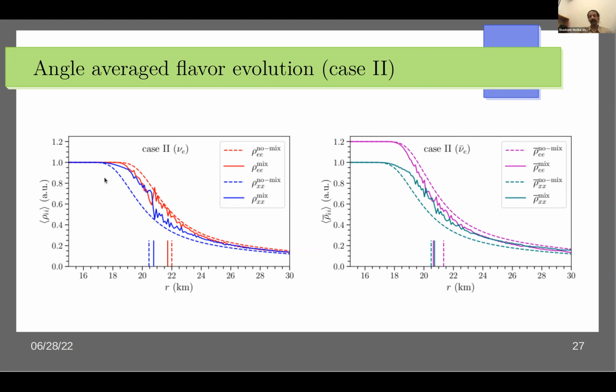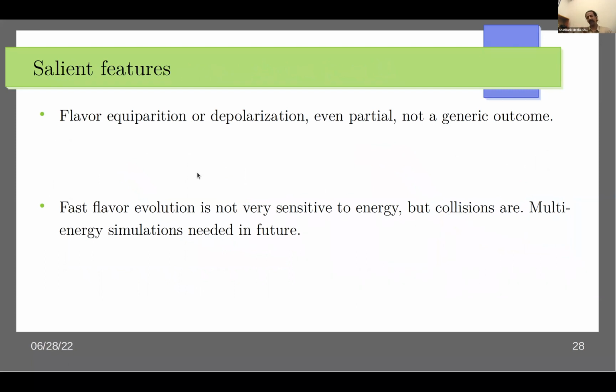Also, unlike the previous case, you don't see that the nu e and nu x curves are sitting on top of each other, which means this is not reaching some kind of depolarization or equipartition. So what is this telling us? First and foremost, what we can see from these numerical simulations is that flavor equipartition is not a generic outcome. Also, in calculations of past flavor evolution in the literature, the energy is generally ignored. But if we talk about the interplay between collisions and flavor evolution, the collisions are very energy dependent. Because of this, we have to do a multi-energy simulation in order to figure out what actually happens.